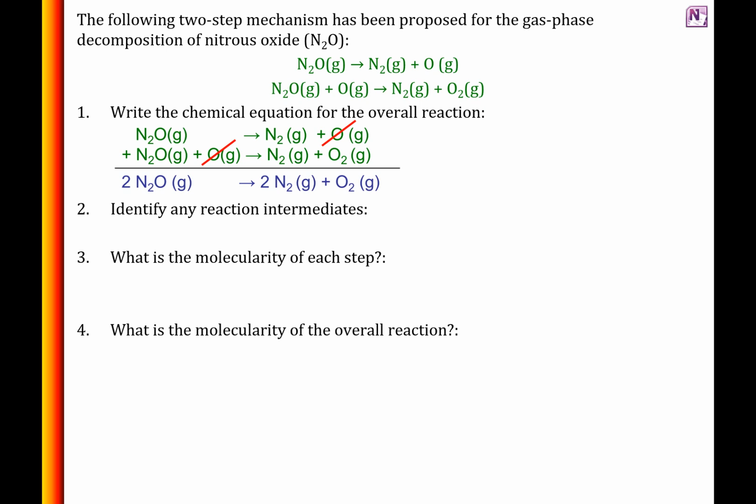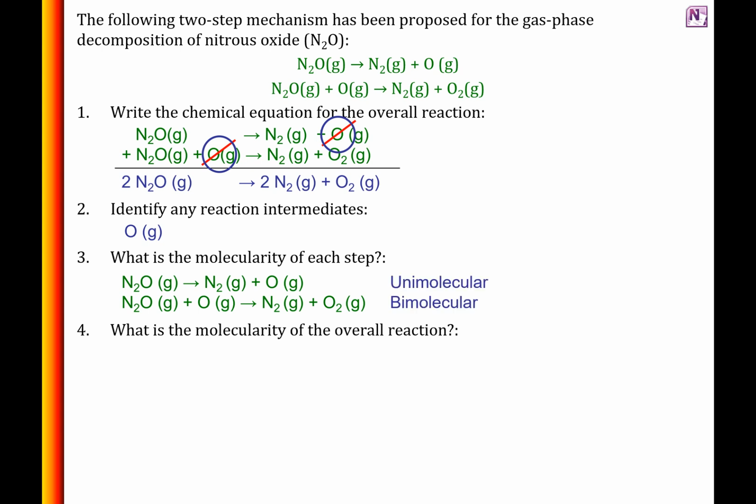So it wants us to identify any reaction intermediates, so something that's generated by a reaction but then is consumed. So just elemental oxygen there, O. That's the only one. And it wants to know what's the molecularity of each step. So it wants us to say whether it's uni, bi, tri, or ter. The first one, we just have a single decomposition, so that's unimolecular. Second one, we have two things reacting, so that would be bimolecular.